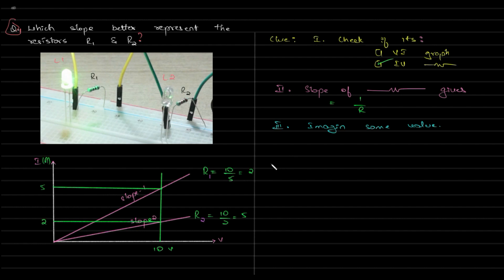Okay. So slope 1 represents resistor 1. Slope 2 represents resistor 2. So think and pause and think over. Whoever wants to write, you guys can write it down.